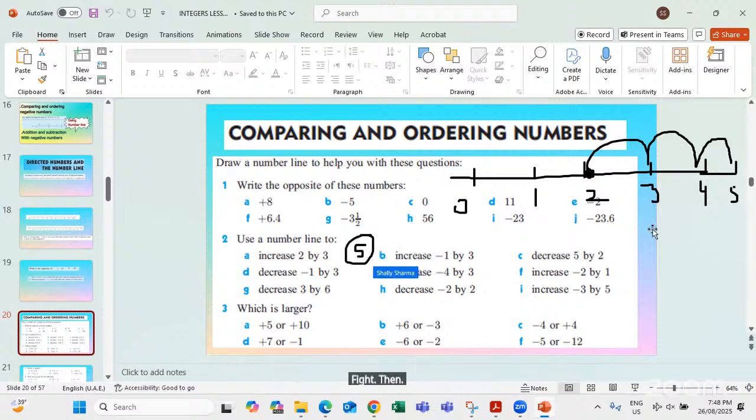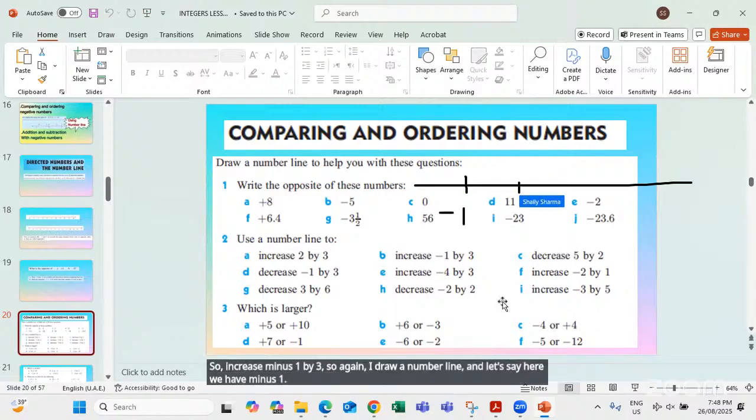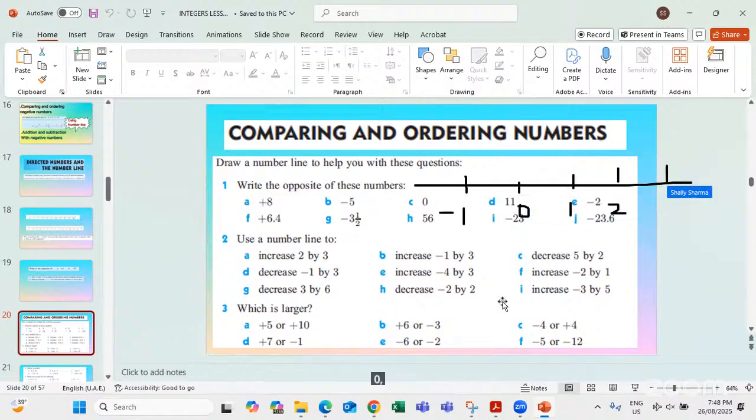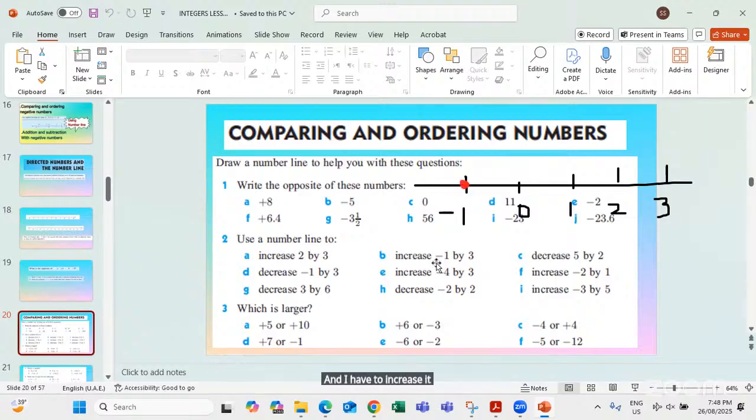Then we have: increase -1 by 3. Again I draw a number line, and let's say here we have -1, 0, 1, 2, 3. Why am I doing so? You can write a few more numbers on the left and right as well, because I have to increase -1. That means this is my starting point, and I have to increase it. So I have to go to the right side by 3 jumps: 1, 2, and 3. Where will I reach?